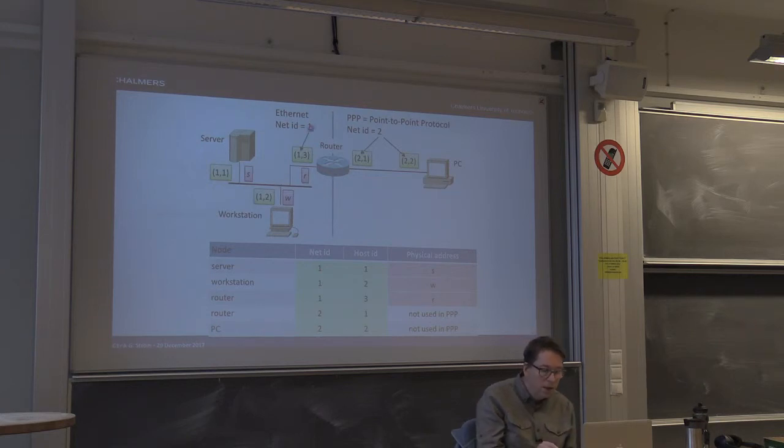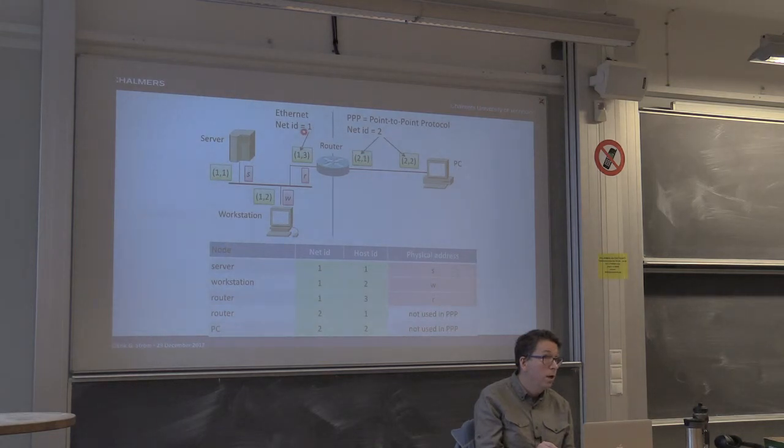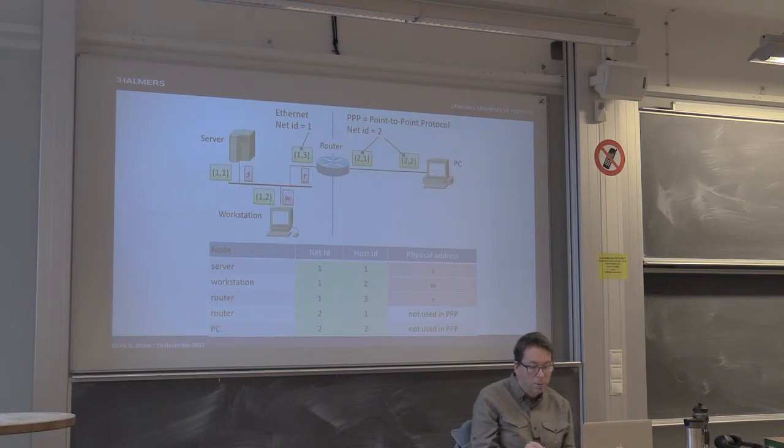The Ethernet here has a net ID, and let's call it 1 for simplicity. It should be the first part of the IP address, but for simplicity, let's just call it 1. The PPP network has network ID 2. So the IP address on the PPP network here is 22 for the PC and 21 for the router. 2 because it's network 2, and 1 because it's node 1 on that network, which is the router. And node 2 on network 2 is the PC, so it has 22.